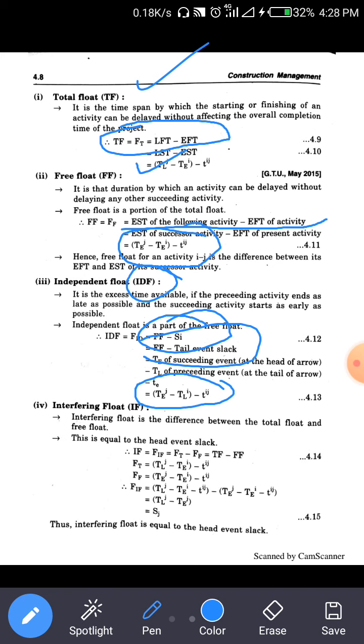The fourth type of float is interfering float, IF. Interfering float is the difference between the total float and the free float. So the equation is total float minus free float, that is, TF minus FF. This is the interfering float.